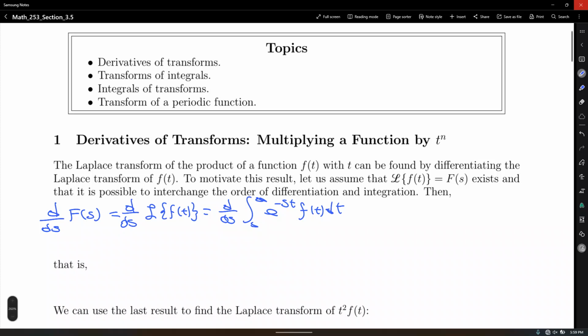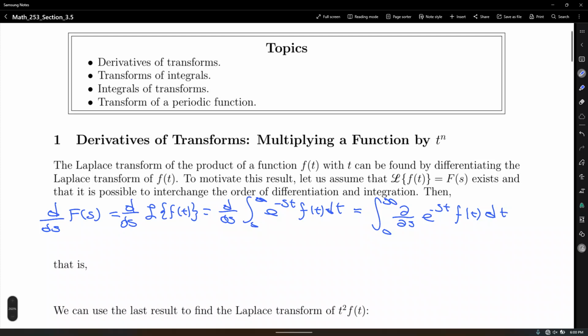But how are we going to differentiate this? Are we going to differentiate with respect to s or with respect to t? In this case, it's with respect to s because we are differentiating the transform, which is already a function of s. Let me introduce this derivative operator into the integrand. This is equal to the integral from 0 to infinity of the partial derivative with respect to s of e to the negative st, f of t, dt.